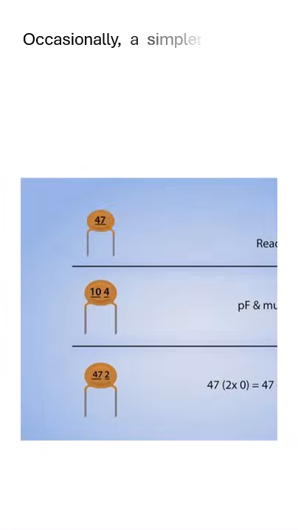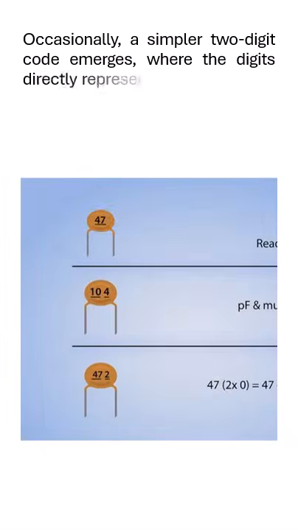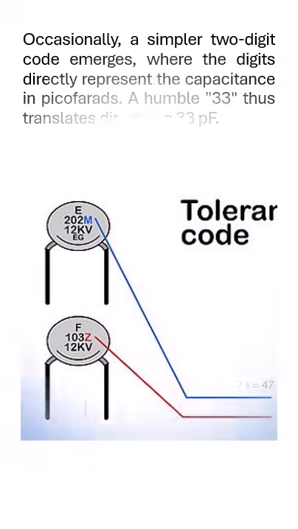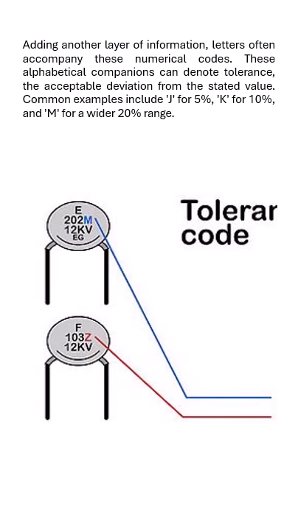Occasionally, a simpler 2-digit code emerges, where the digits directly represent the capacitance in picofarads. A humble 33 thus translates directly to 33 pF.